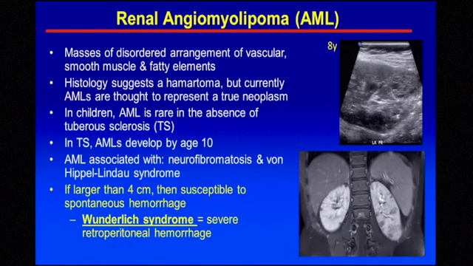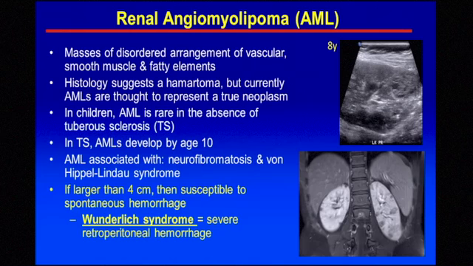Different topic, renal angiomyolipoma, or AML. These are disordered arrangements of vascular smooth muscle and fatty elements. The histology suggests that these are a hamartoma, but they are currently formally classified as a true neoplasm. AMLs are very rare in children in the absence of tuberous sclerosis, and in TS specifically, AMLs tend to develop by age 10 or so.